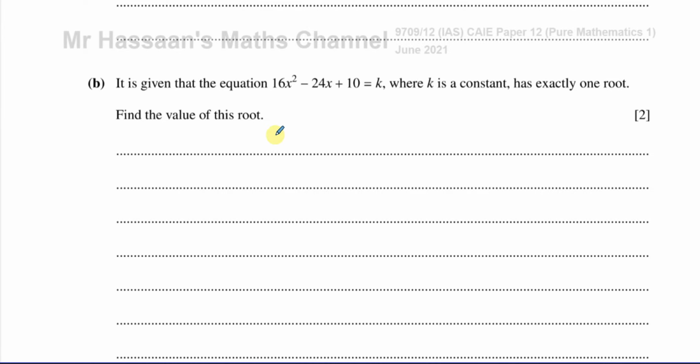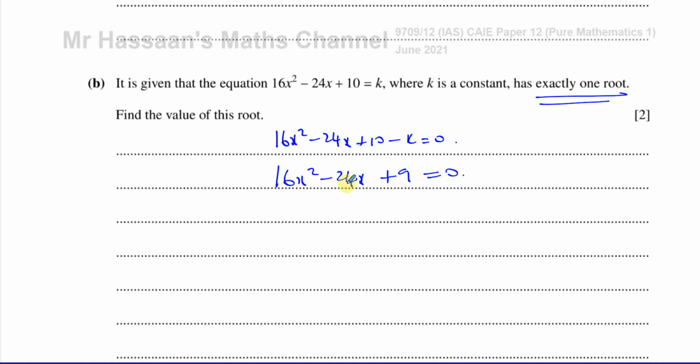Now the long way of doing this question would be to find the value of k for which the discriminant is 0, put the value of k back in here, then factorize it and find that root. But we should also understand that whenever the discriminant is 0, we have a perfect square. So for this to give us exactly one root, it should be 16x squared minus 24x plus 9 equals 0. That's how it should look.